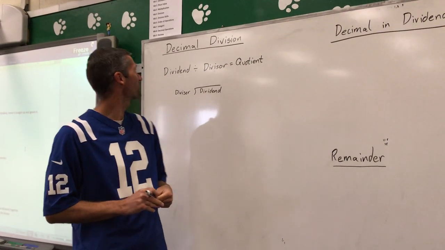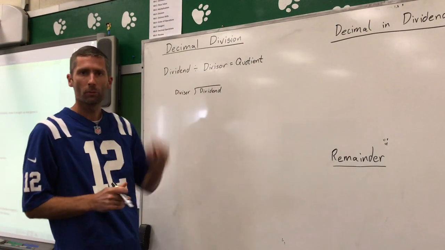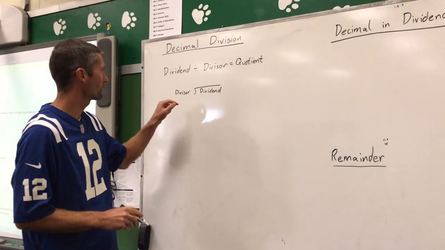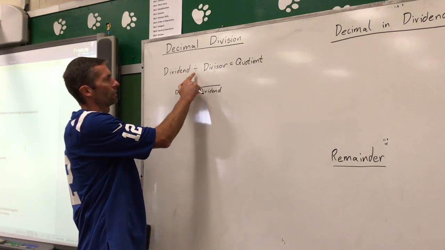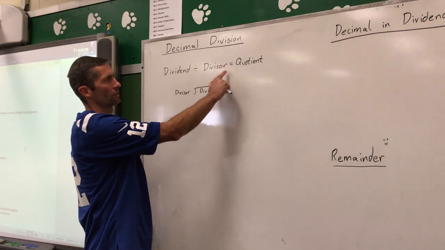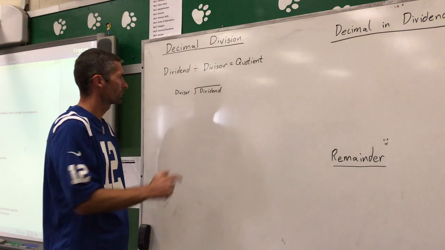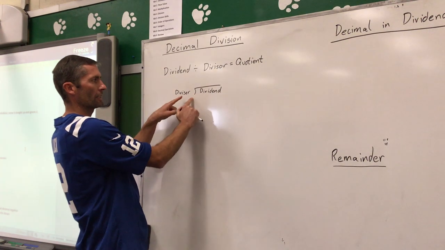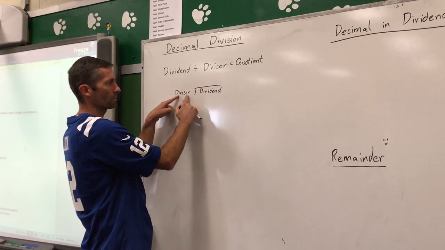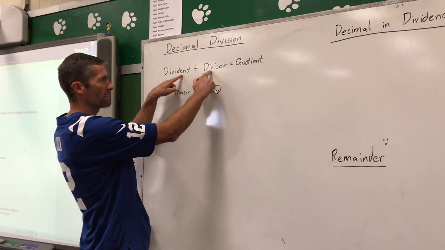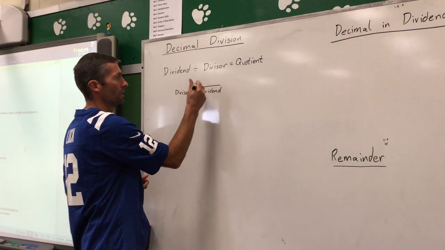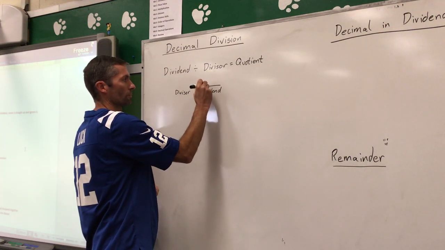All right, hey, today we are doing decimal division, okay? We need to know some key terms, so I want you to write this in your notes. The dividend divided by the divisor equals the quotient. So if we write it, we put the divisor on the outside, the dividend goes on the inside. Remember, we flip those. And then our answer is our quotient.